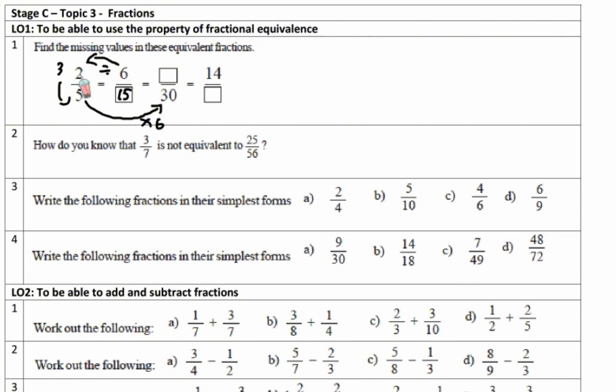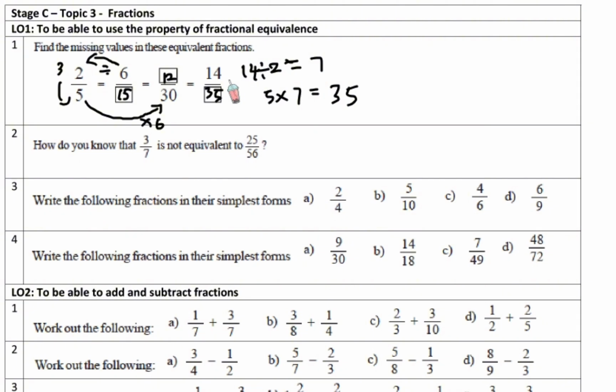So 2 multiplied with 6 would equal to 12. And we can take the number 2, 14 divided by 2 would equal to 7. So 5 multiplied by 7 would equal to 35. And that will be our answer.